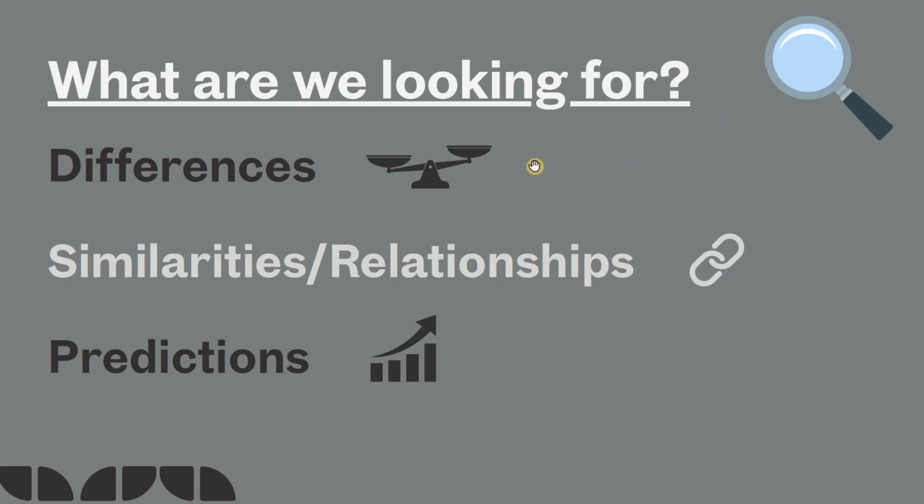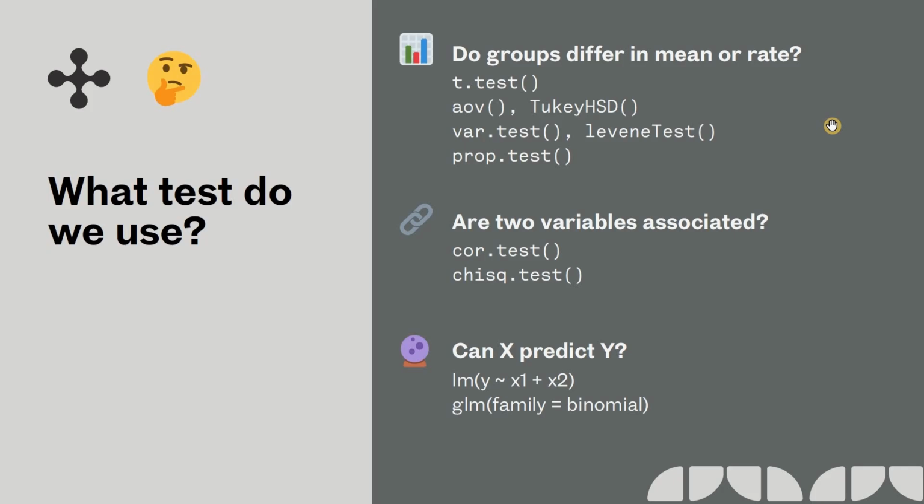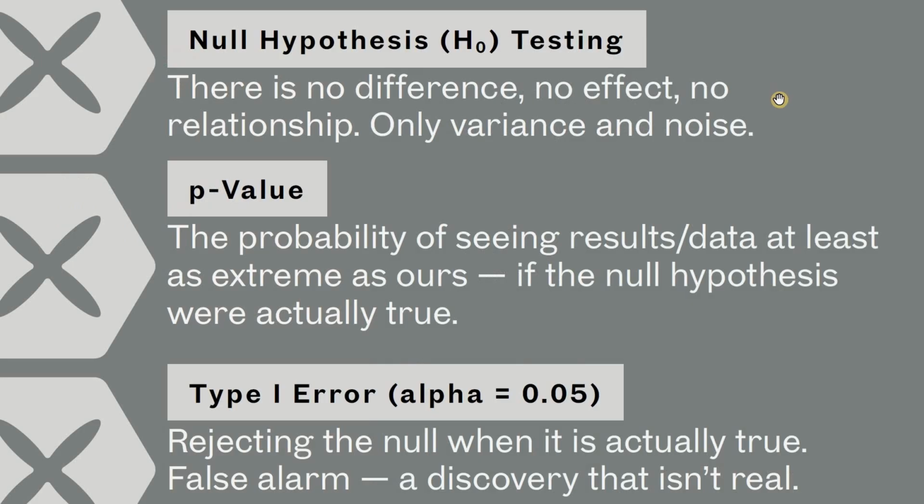Before we dive in, let's zoom out for a second, because most statistical tests fall into one of these three big questions. Are there any differences between groups, for example? Are two things associated? Are they similar? Is there a relationship so that they move together? And can one variable predict another? Almost every test you'll see in this video fits into one of these. So after you watch this video, you will know exactly when to use which test to answer one of these three questions.